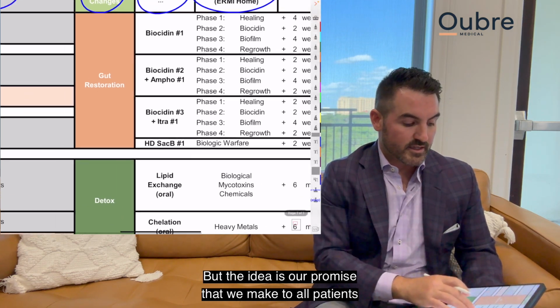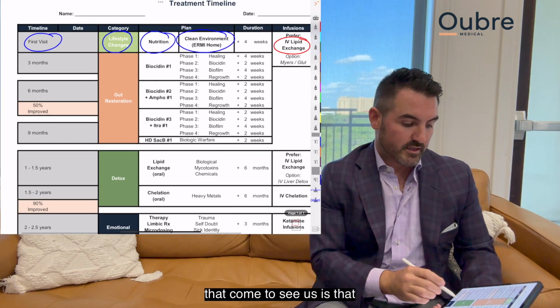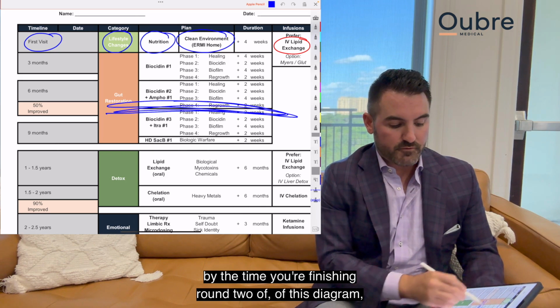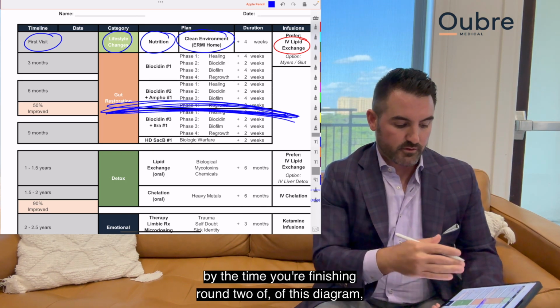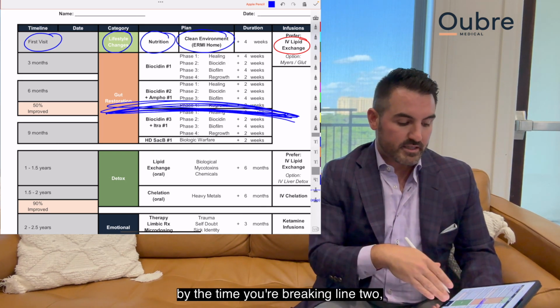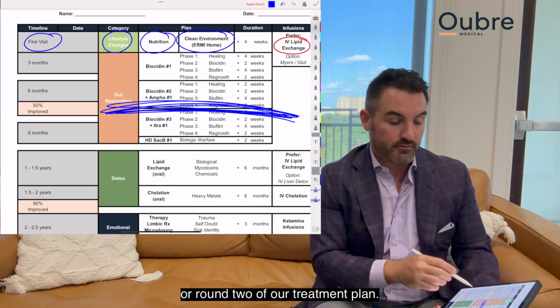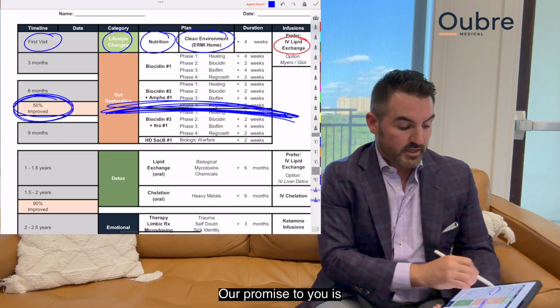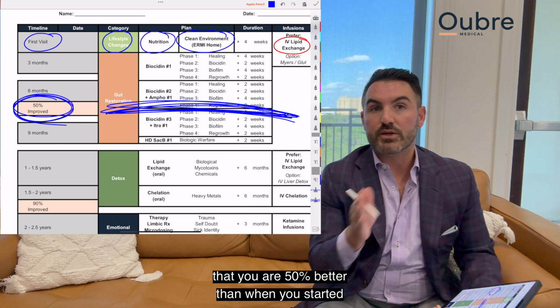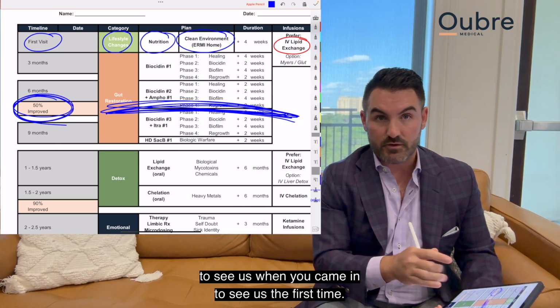But the idea is, our promise that we make to all patients that come to see us is that by the time you're finishing round 2 of this diagram, so that line I just drew in the sand, by the time you're finishing line 2 of the treatment, or round 2 of our treatment plan, our promise to you is that you are 50% better than when you started, when you came in to see us the first time.